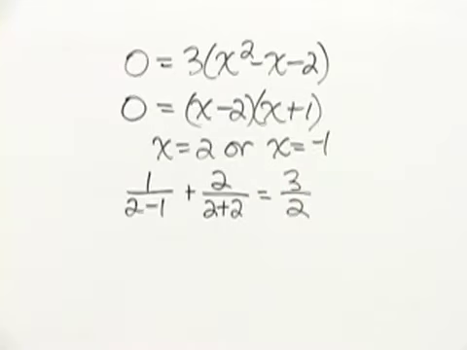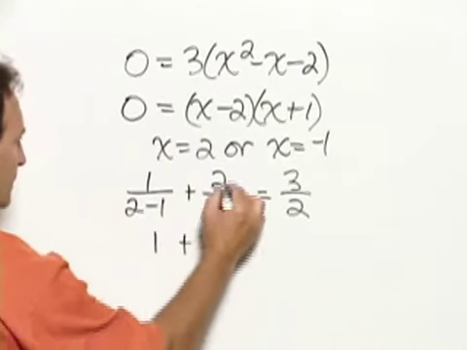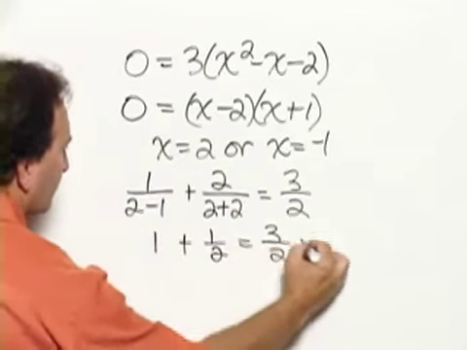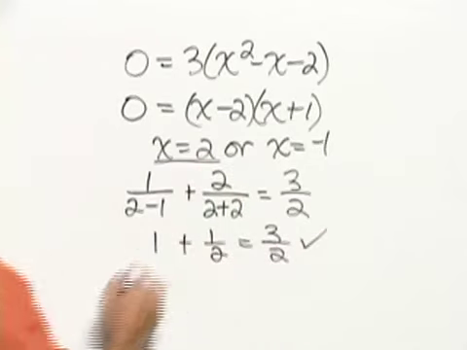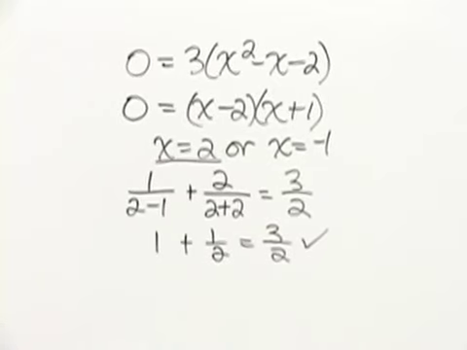Well, in the first fraction, we have 1 over 2 minus 1. That's equal to 1. Plus 2 over 4, which is equal to 1/2. That equals 3 halves. So x equals 2 checks. Now let's check x equals negative 1.